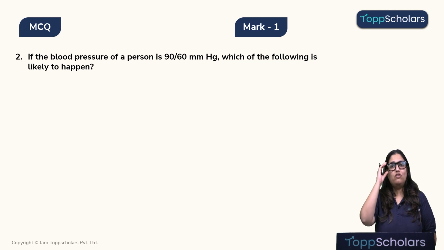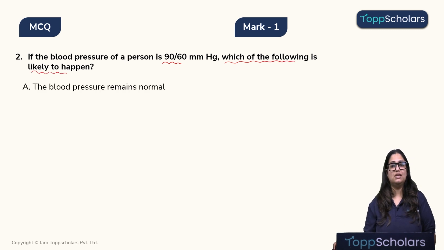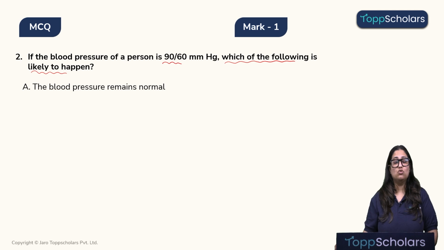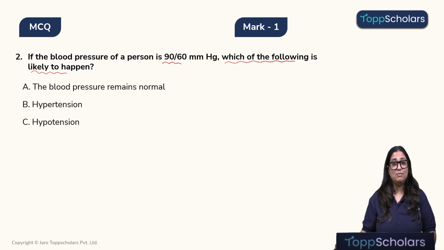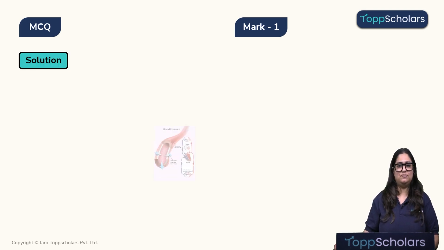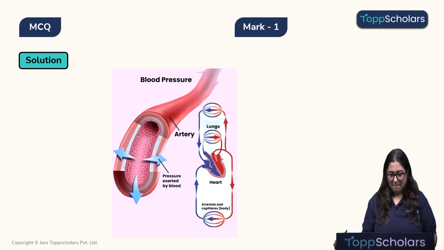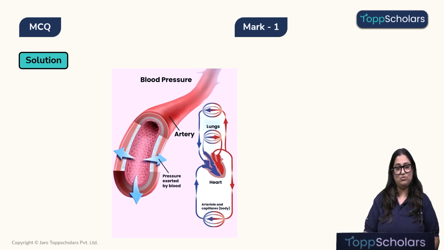If the blood pressure of a person is 90 by 60 mmHg, which of the following condition is likely to happen? Option A, the blood pressure remains normal. Option B, hypertension. Option C, hypotension. And option D, arterial rupture. Now let's solve this question. Children, we can see over here a picture of the blood vessel and the blood flowing through it.